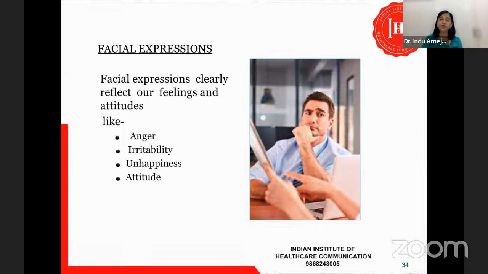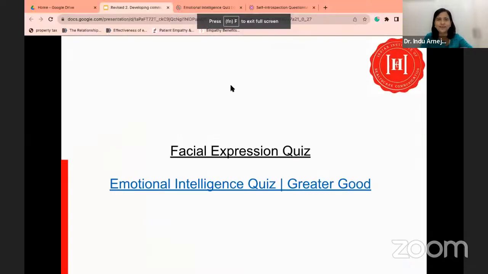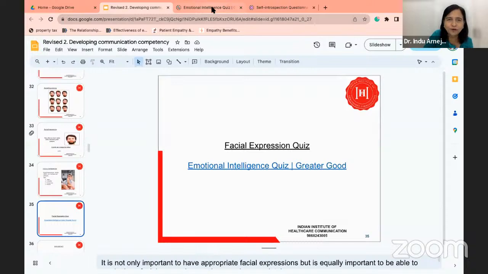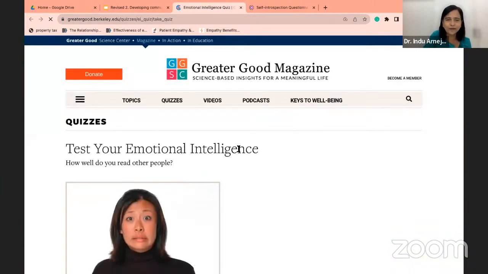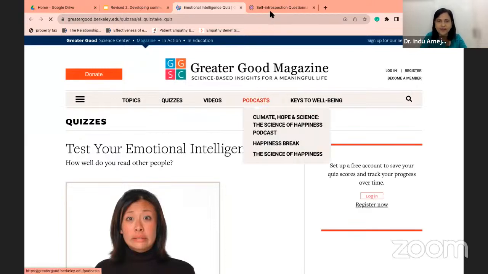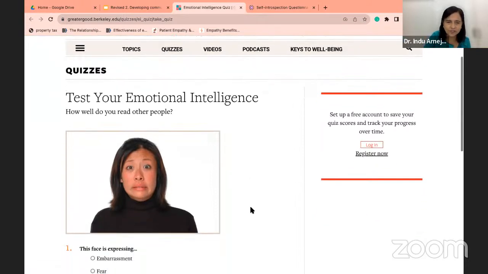What kind of expressions do you have when you are dealing with your patients? So let's do a small activity. I want you to see if you can really identify the emotions. So I'm taking you for a quiz. As I said, we'll be using a lot of pedagogies. I'm going to show you an expression, and I want you to write in the chat box what you think this expression is.